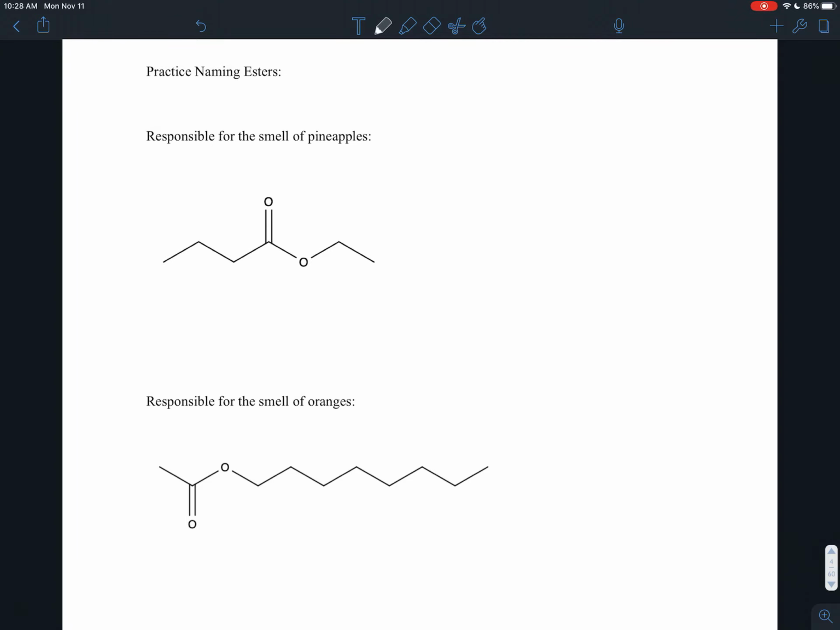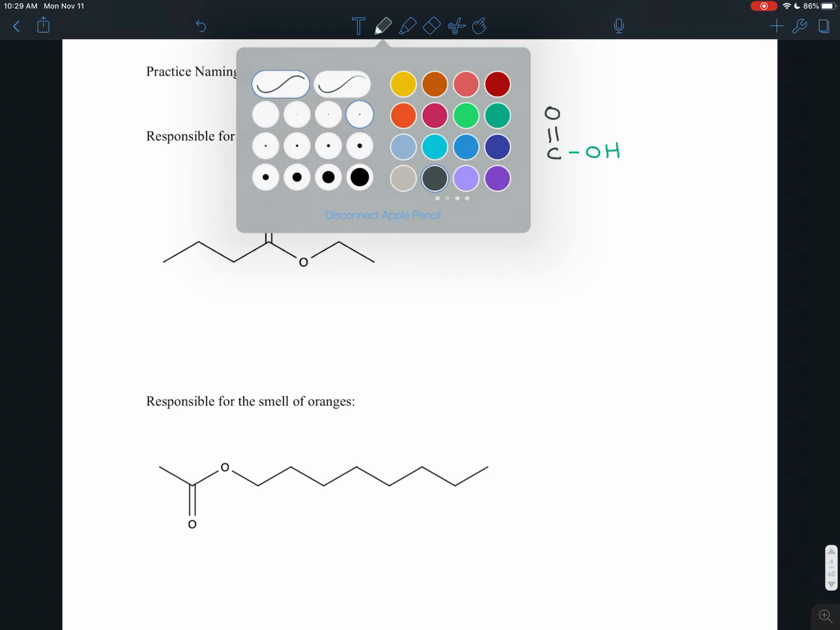In these last few videos, we've been walking through the different derivatives of carboxylic acids. Carboxylic acids have that carbon double bonded to oxygen, so that carbonyl, and the carbonyl carbon is bonded, in the case of a carboxylic acid, to an alcohol, an OH. And in this video, we're going to talk about how to name a different carboxylic acid derivative.